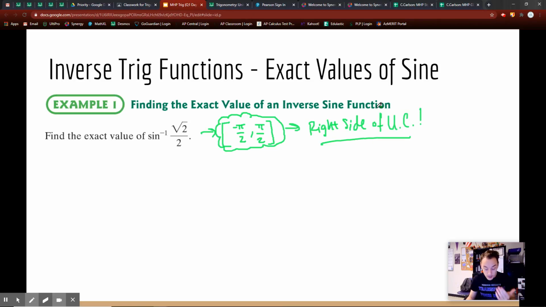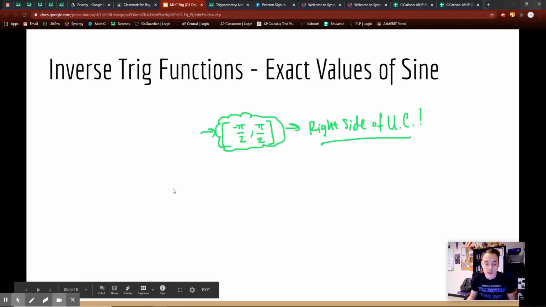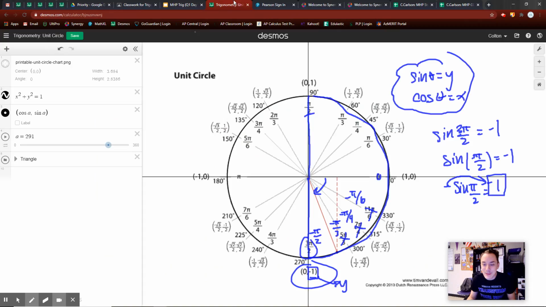Okay, so what do I do? Well, I go to my unit circle. What I could do is literally just go over here. Okay, what's radical 2 over 2? Pi over 4. Boom, done. That's your answer. Or I could actually use my unit circle.